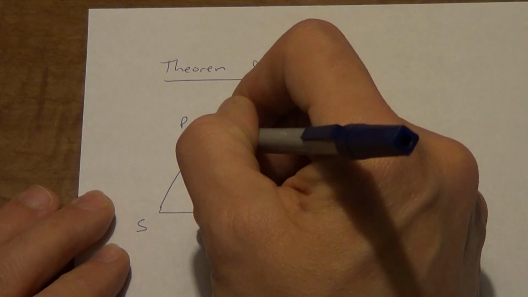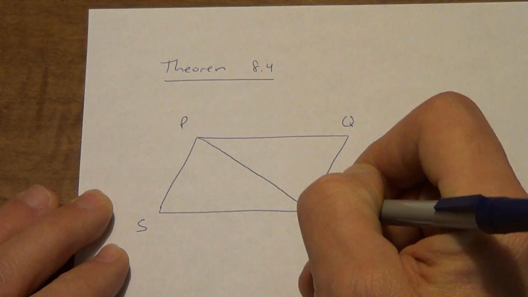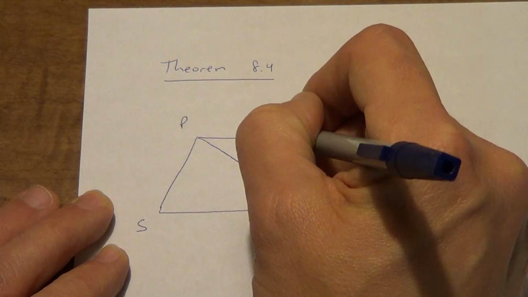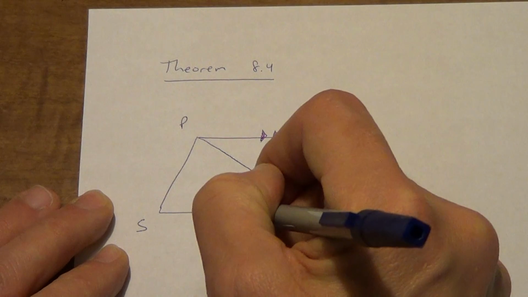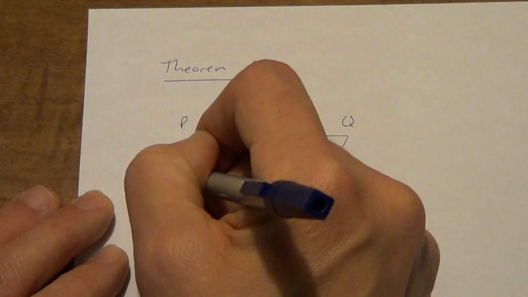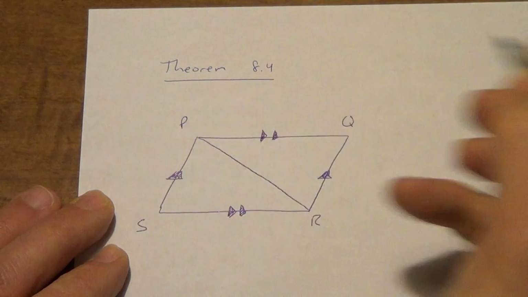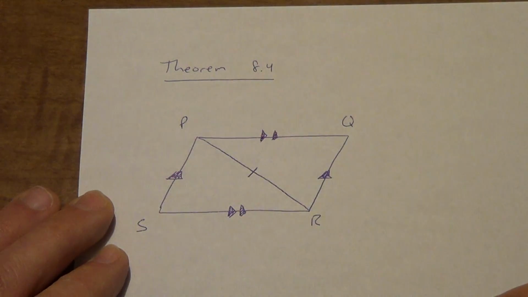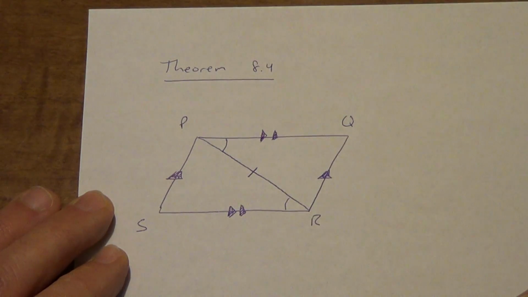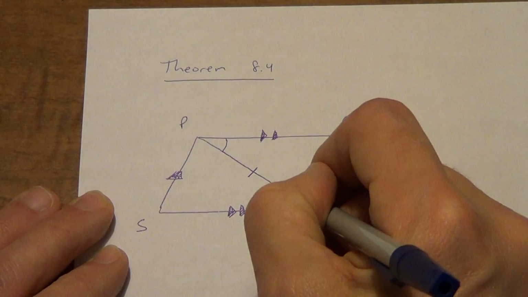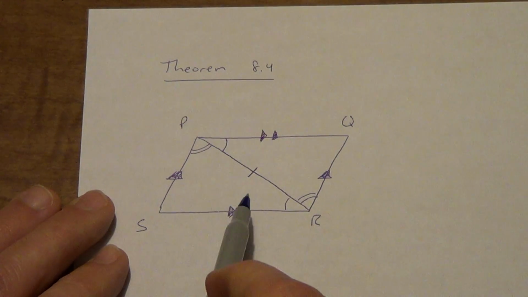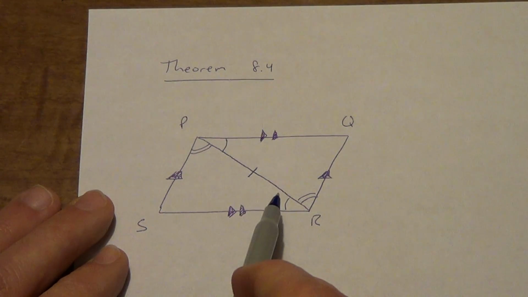So if we draw this diagonal in here, we get our parallel lines. By definition, a parallelogram has to have parallel sides. This is congruent to itself by reflexive property again. Alternate interior angle theorem again. Another alternate interior angle theorem again. Triangles are congruent by angle side angle again.